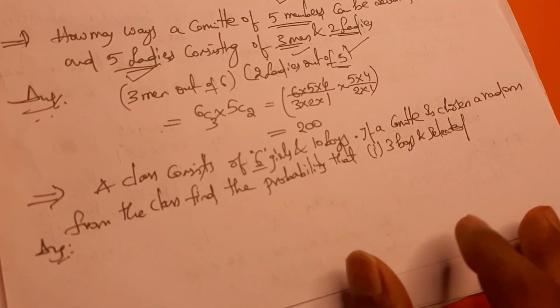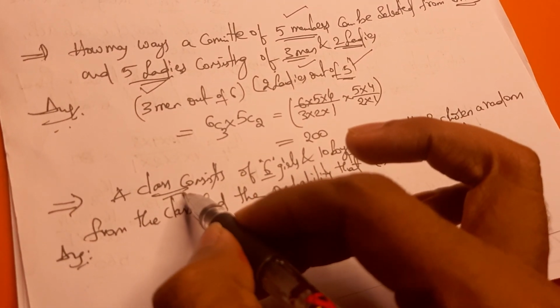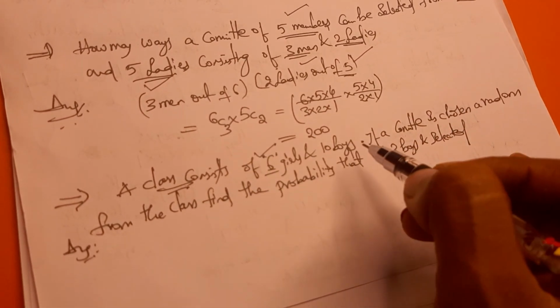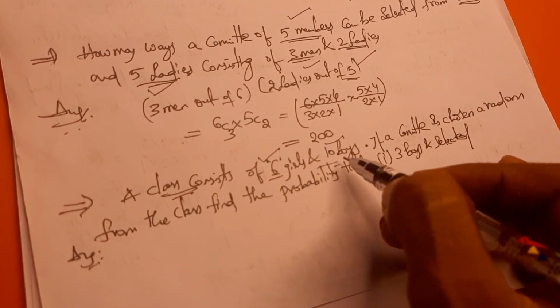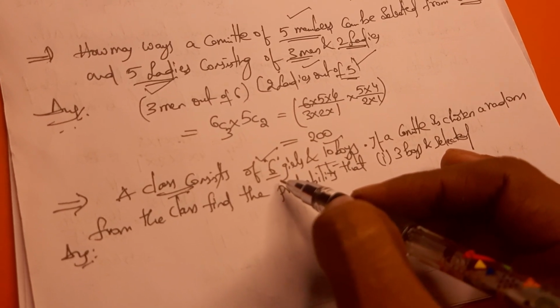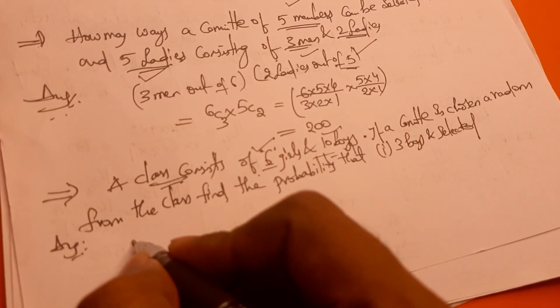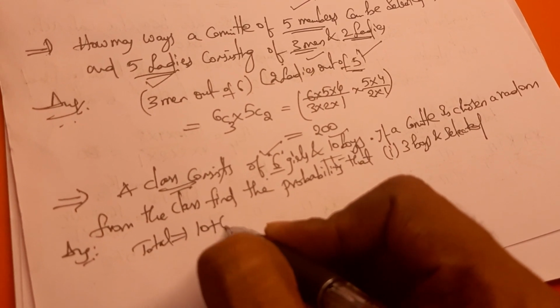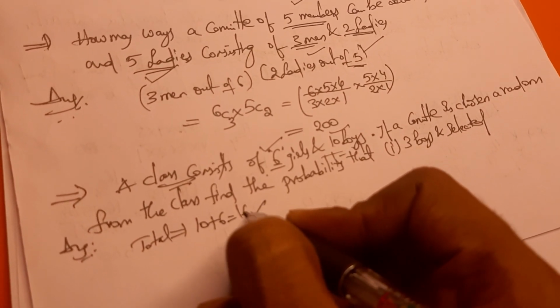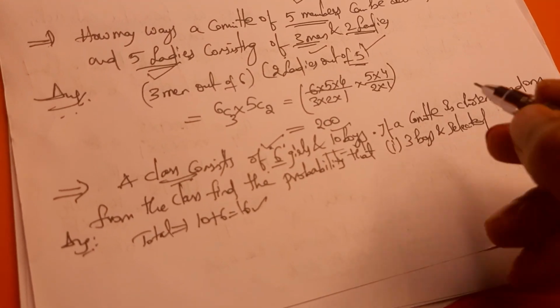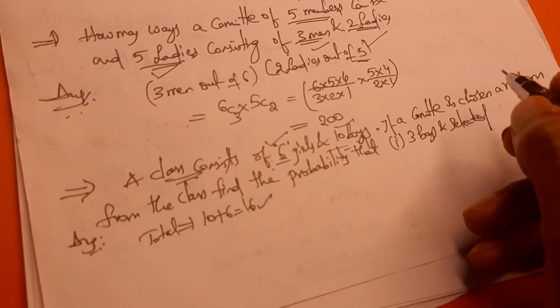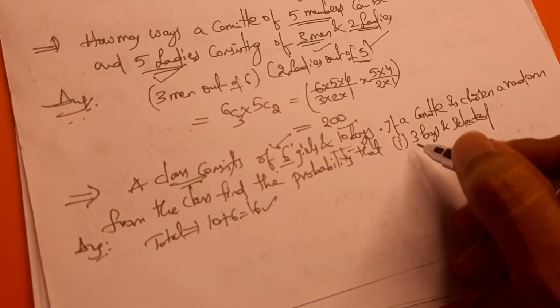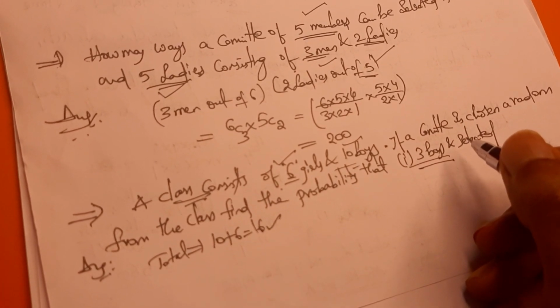So here you can observe there is a class. There consists of 6 girls as well as 10 boys. That means the total number of persons will be 16, right? 10 plus 6, the total persons are 16. And next, what is asked? If a committee is chosen at random from the class, find the probability that 3 boys are selected.